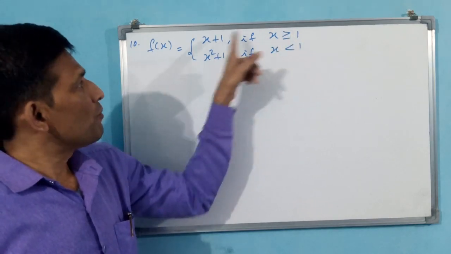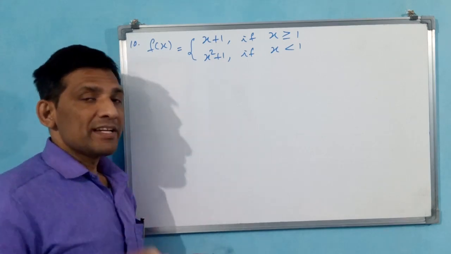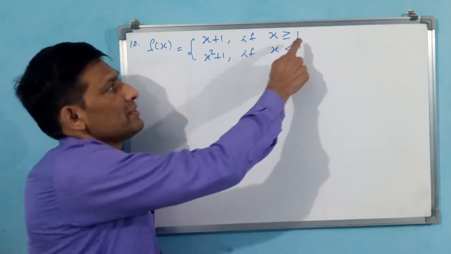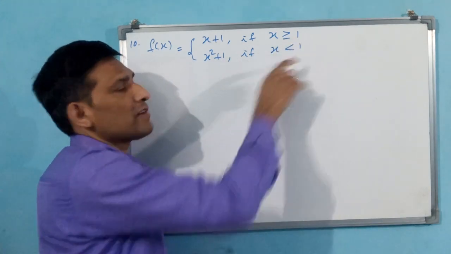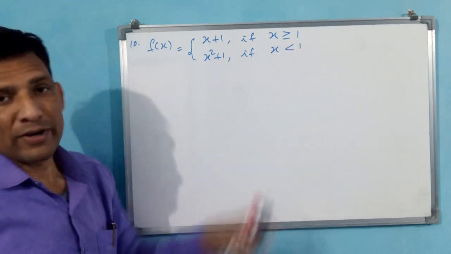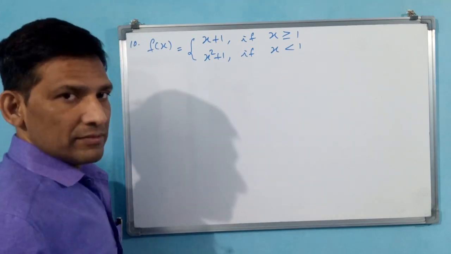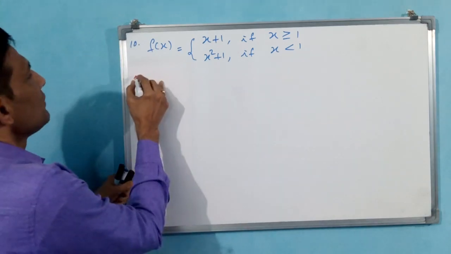1 to plus infinity, x plus 1. This function is continuous. If at all there is a discontinuity, it will be at 1. That means you have to check the continuity at x is equal to 1 only. Okay? Write down continuity at x is equal to 1.